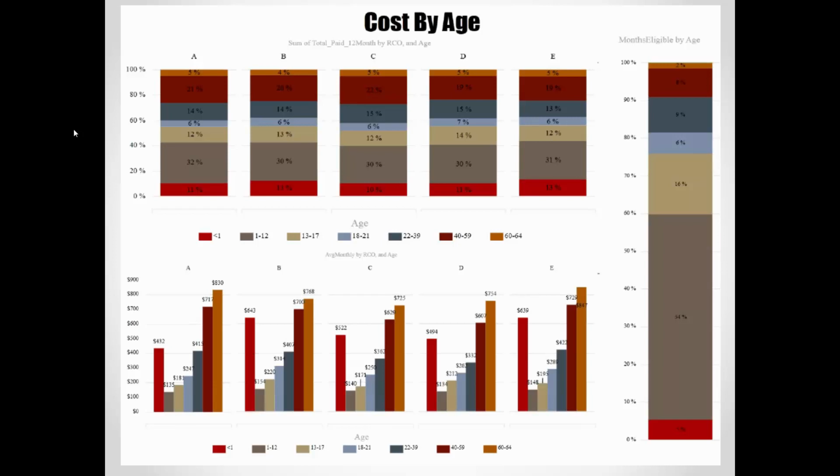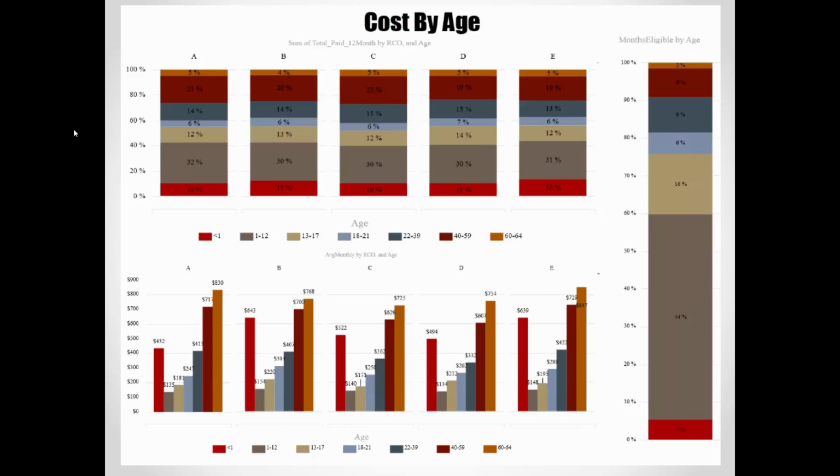And then at the bottom, we did the average monthly cost by age group, so you can see that the under 1, the newborns are more expensive than the other children in the group, and then generally as you get older, with that exception, the cost increases.